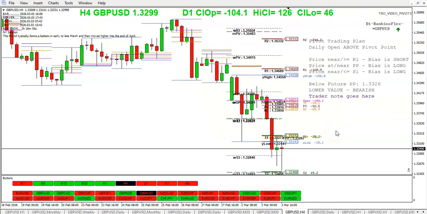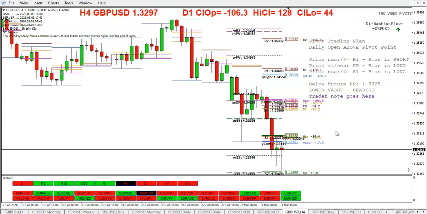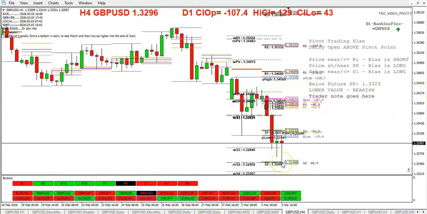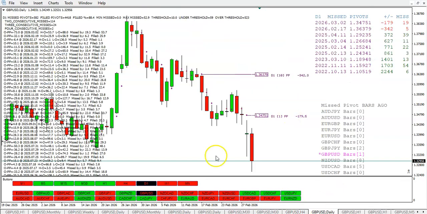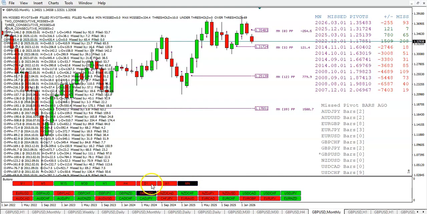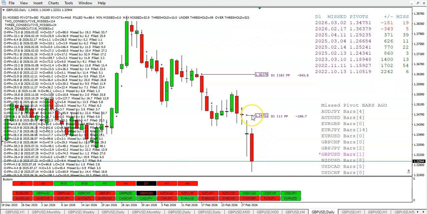As far as pivot trading plan goes, near the pivot was a long. Well, we got almost down to S2 here, so that bias was definitely long. We crashed through the pivot with no long. Bambino Flex said to go long, so this would have been heading in the wrong direction. We did take out the daily pivot. We haven't taken out the weekly or the monthly, but we have a missed pivot from yesterday.